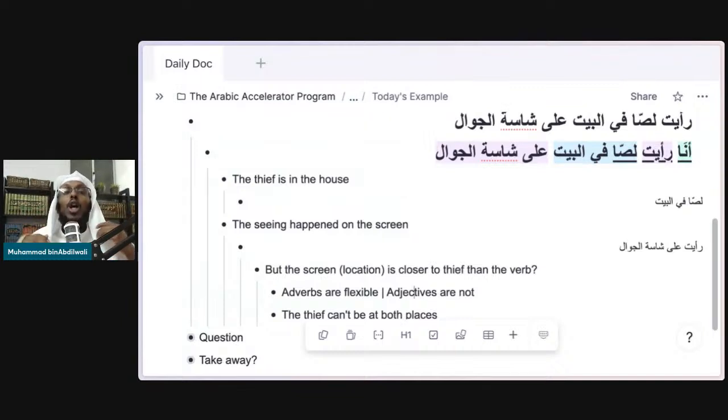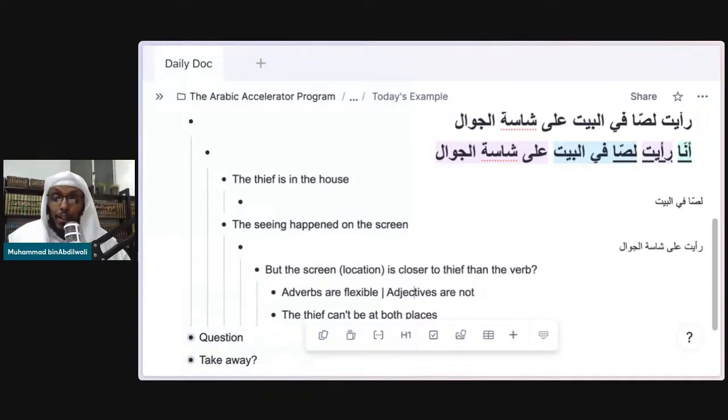You can say, for example, يوم الخميس أذهب إلى الجامعة. On Thursday, I will go to the university. No problem. Or you can say أذهب إلى الجامعة يوم الخميس. I will go to the university on Thursday. It doesn't matter. Adverbs, you can put them anywhere.